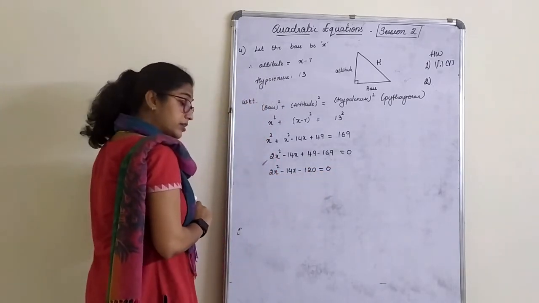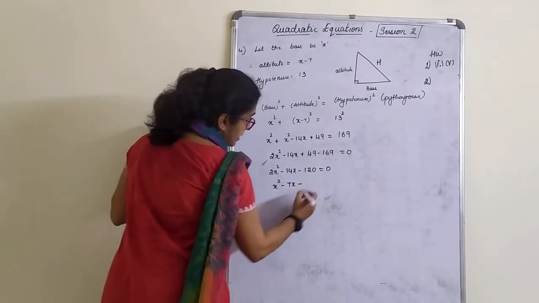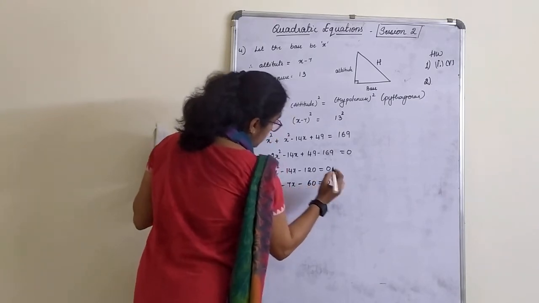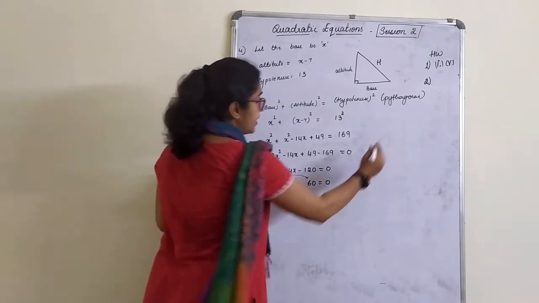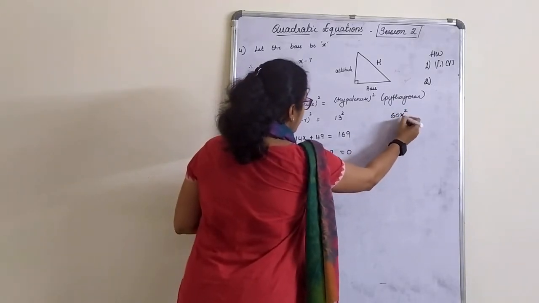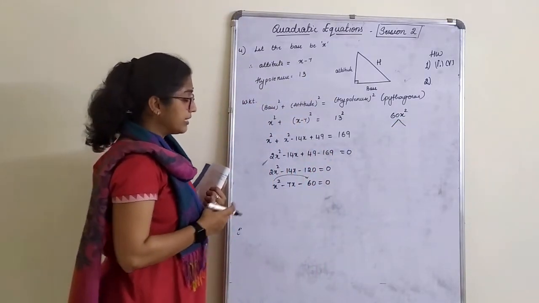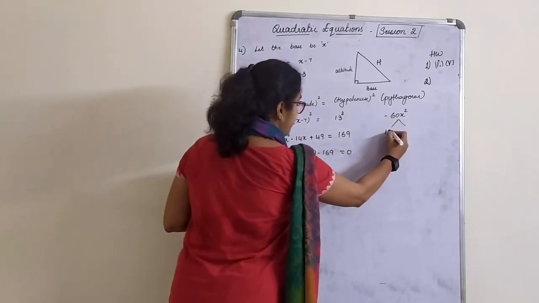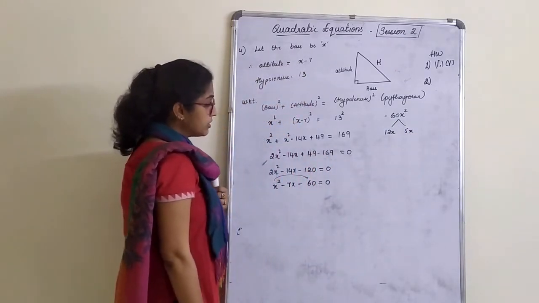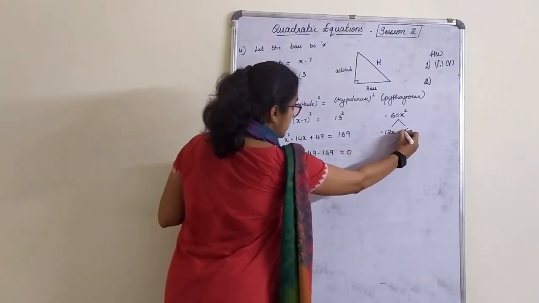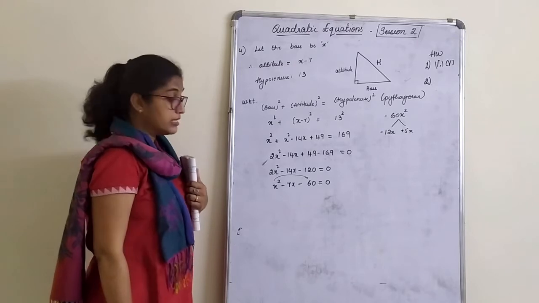Can we take anything common here? 2 can be taken common. x square minus 7x minus 60 is equal to 0. Simple. Let's multiply the first and last term. We get 60x square. Check the factors of 60. You want 7 here. So the best one, easily we can write, 12 fives are 60. So minus 12x and plus 5x will give you minus 7x, and minus 12x into 5x will give you minus 60.